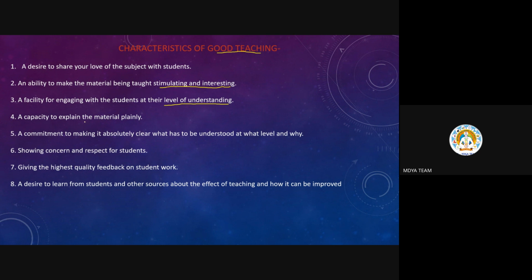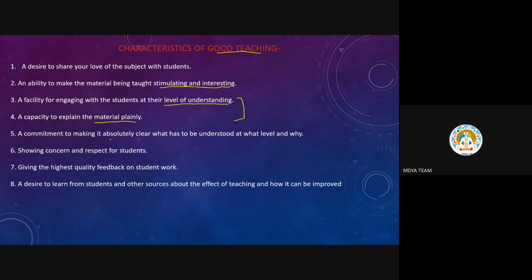A capacity to explain the material plainly. This is simply using different ways to explain or narrate what he or she is teaching in the class. Like if I have prepared a PPT for you and I am explaining something and you are not able to understand from the points written in the PPT, and I give you some examples for a better understanding of the subject, that explains these points, point 3 and point 4.